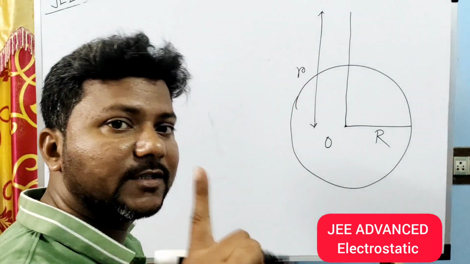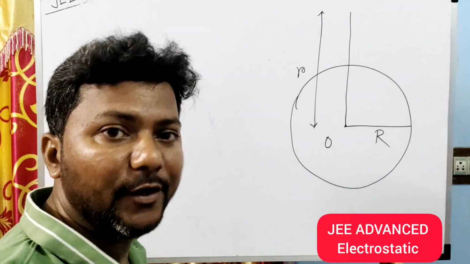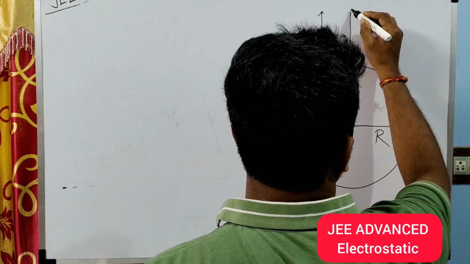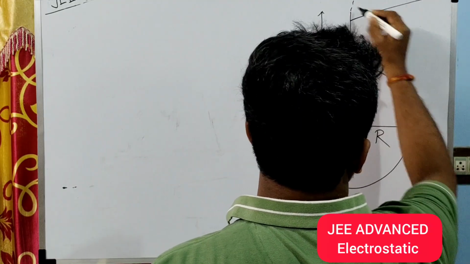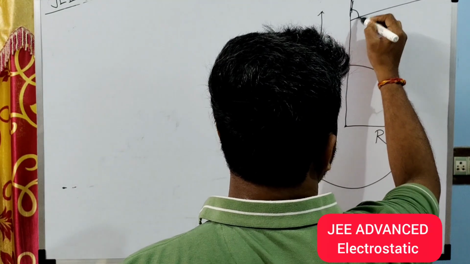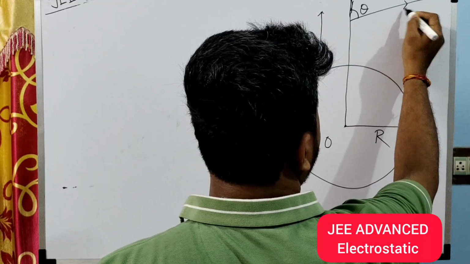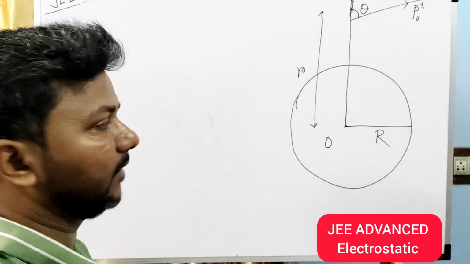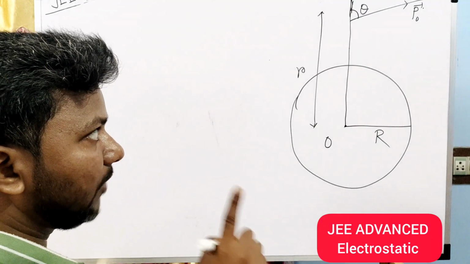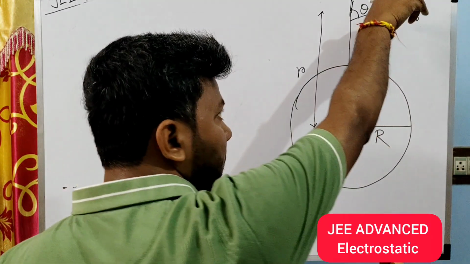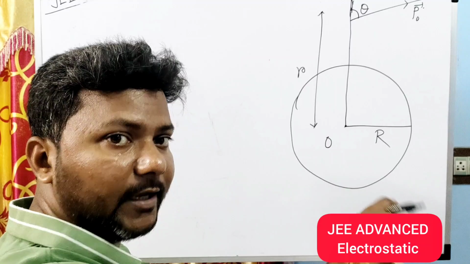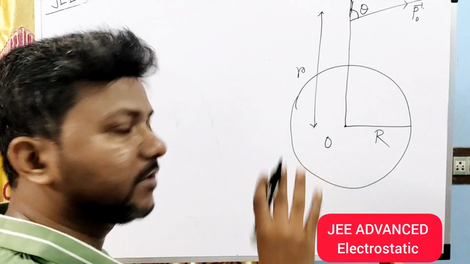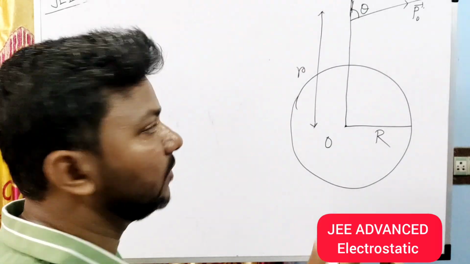a dipole of dipole moment p naught is kept. So this is the dipole, and this dipole makes an angle theta with the field. This is given. Now our goal is, if the dipole is freely released, then from the four MCQ type options, which is valid, which is correct.